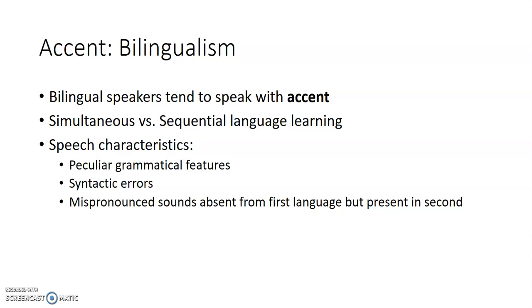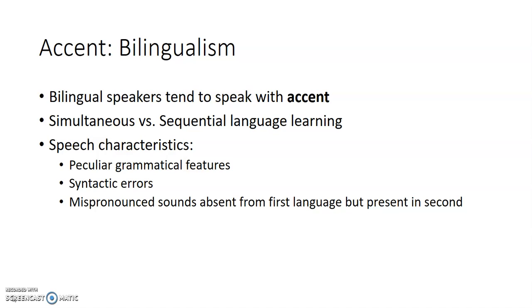For accent, we have more of the bilingual speakers. This is where the phonological rules carry over from the first language into the second language, and it depends on how the language is learned. There's simultaneous language learning, which means that you're learning your first and your second language at the same time, or sequential language learning, where you're learning a first language and then later on you learn a second language. Simultaneous learning would be, you have a mom who is from the Philippines and a father who is American, and your mother will speak in her language and your father will speak in his language, and you're learning them both at the same time.